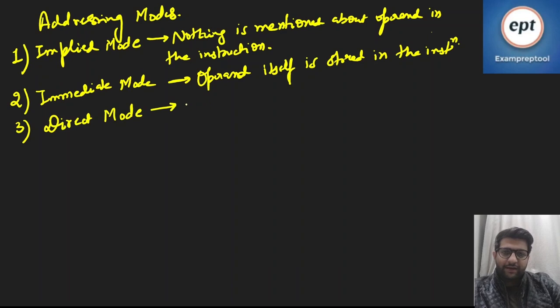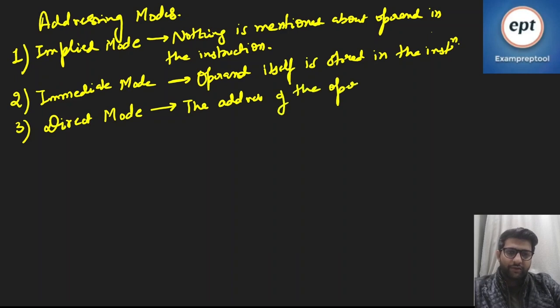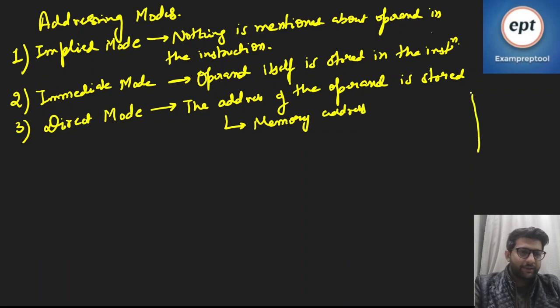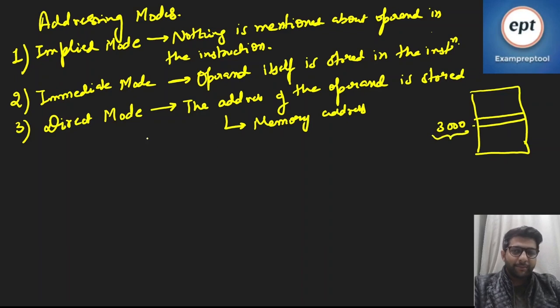The direct mode says that the address of the operand is stored. What type of address? The memory address. So let's say this is our memory and our operand is stored at, let's say, memory location 3000. So this 3000 value will be present inside the instruction, and the value will be stored at this particular memory location.